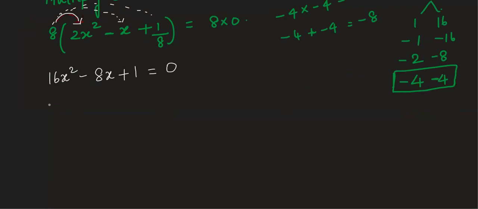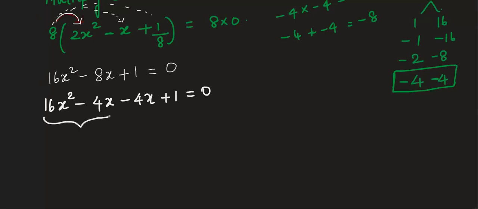Okay, now how do I write this one? So 16x square. In the place of minus 8x, I'm going to write minus 4x and minus 4x plus 1 is equal to 0. Okay, now we'll have to group this one. So group C, what is common? So for understanding purpose, I'll just split them.